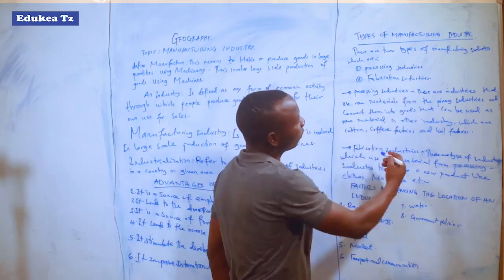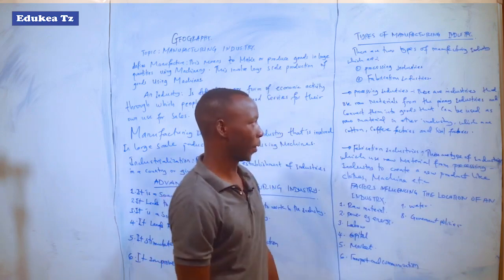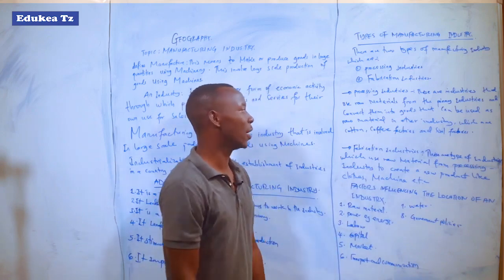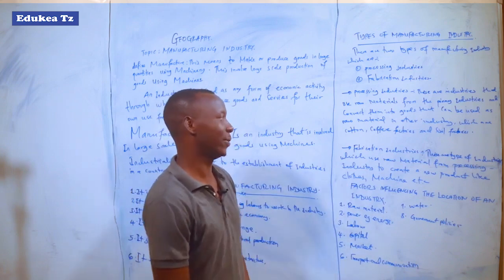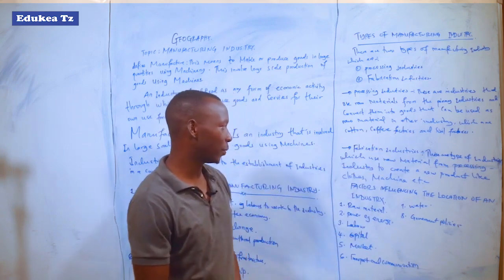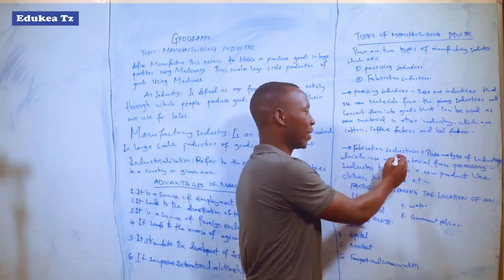So the processing industry is there because it is very important to reduce the amount of unwanted material from the raw materials. So after looking at that, my dear students, now let us see the fabrication industry.